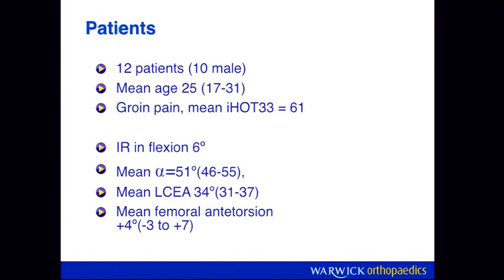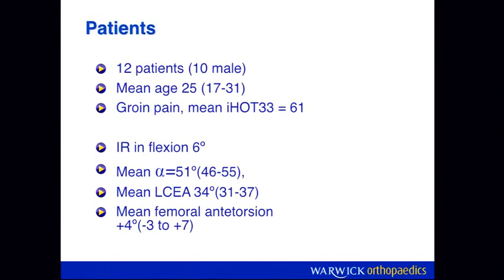They all had a normal alpha angle, so they couldn't be included in this study if they had an alpha angle over 55 degrees, and they couldn't be included if they had a lateral center edge angle greater than 40. And they all had reduced femoral antetorsion. The mean was 4 degrees, and the range there from -3, so just retroverted, to +7. So you can see we set up these really quite narrow criteria, and then over the course of about 18 months, nearly 2 years, collected these 12 patients.